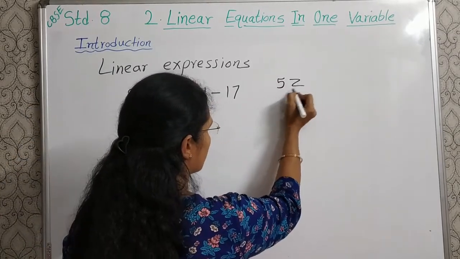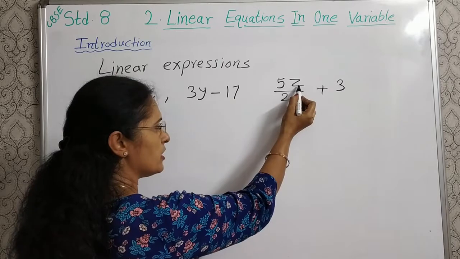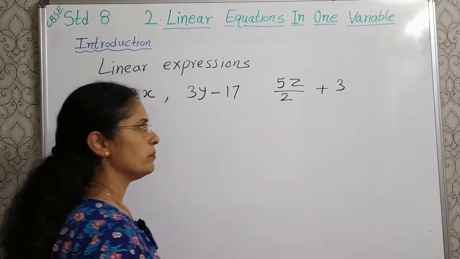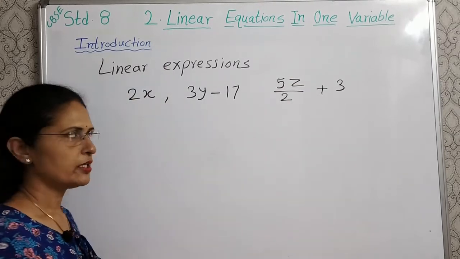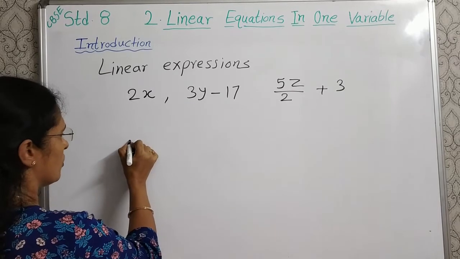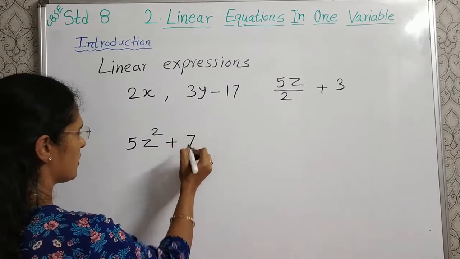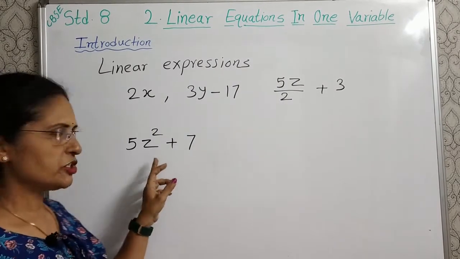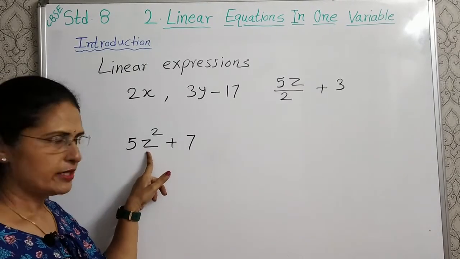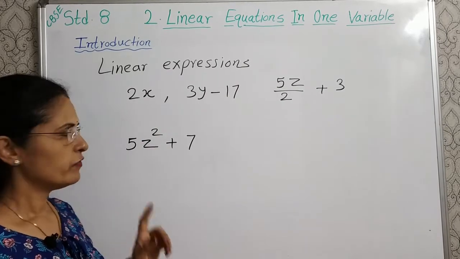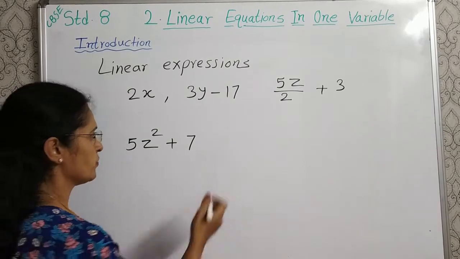Next, 5z by 2 plus 3. Now here the variable is z and the highest power is 1 only, and therefore this expression is linear expression. Now 5z square plus 7. Now is this expression a linear expression? No. Here the variable is z and the power is 2, which is greater than 1. Therefore this is not a linear expression.